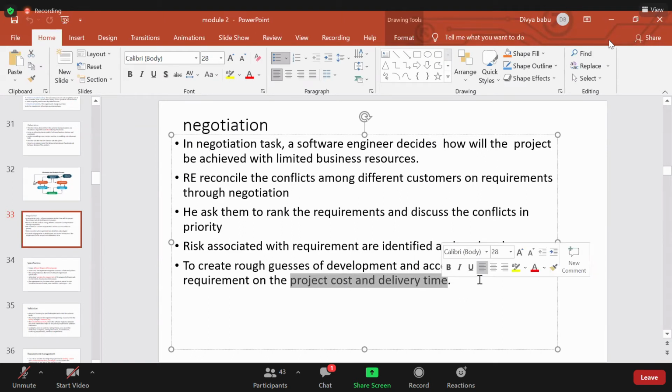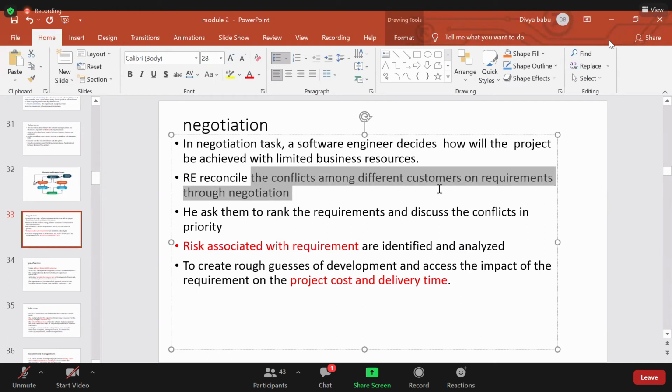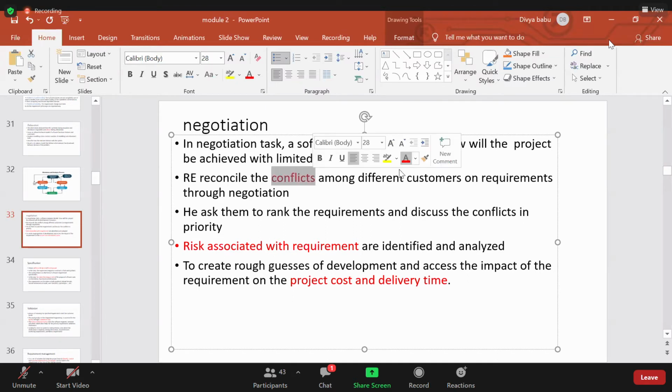I'm highlighting this point because you may not be able to remember all the points, so you can just go through them. Risk associated with the requirements, that is what you are negotiating. Then conflicting requirements. These are the things you are going to negotiate with the customer.